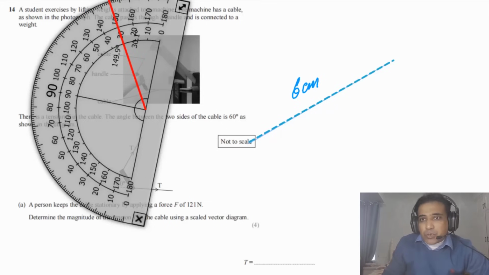Now we need to draw T, tension. For T, actually we need to calculate the value of T. We have already discussed that we have this triangle.